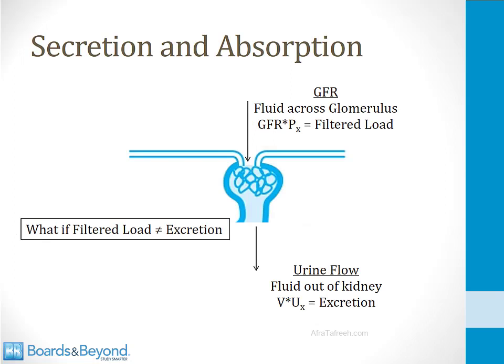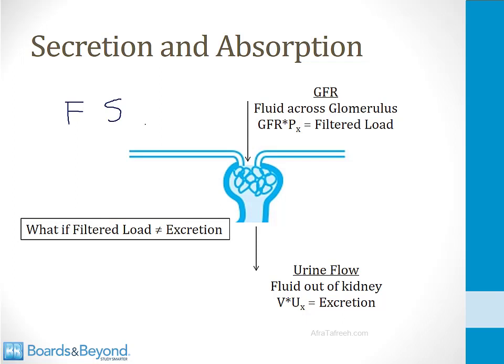Now let's talk about secretion and absorption. There are 3 factors that determine how much of a solute is excreted in the urine. The first is how much is filtered at the glomerulus. Obviously, if you filter more of a solute like sodium, then potentially more will go out in the urine. The second factor that determines excretion is the secretion rate. So some solutes are secreted by tubule cells, and this will lead to more going out in the urine.